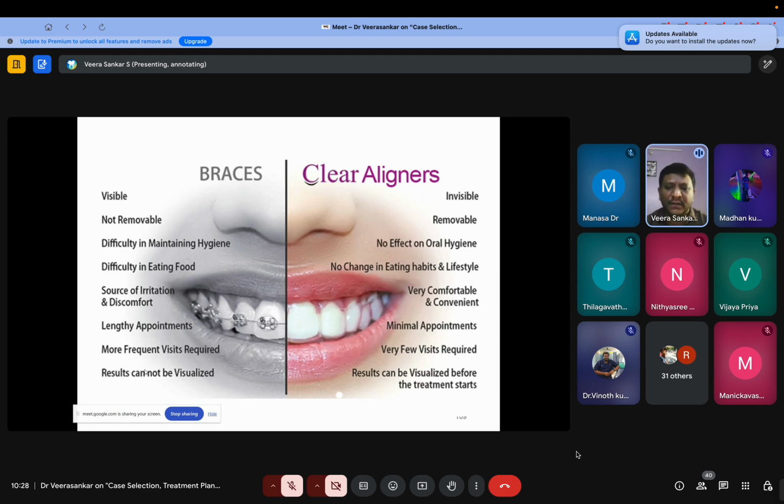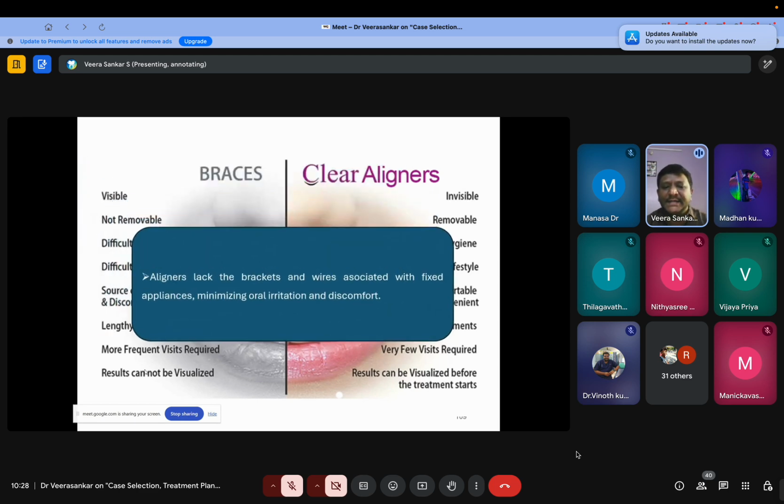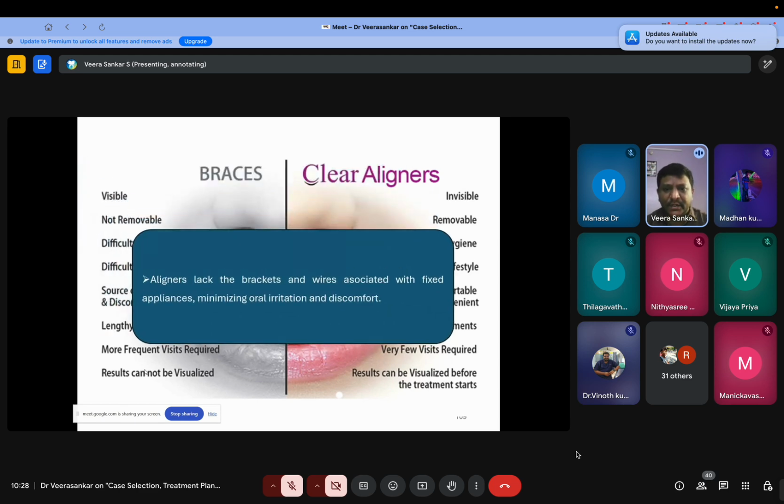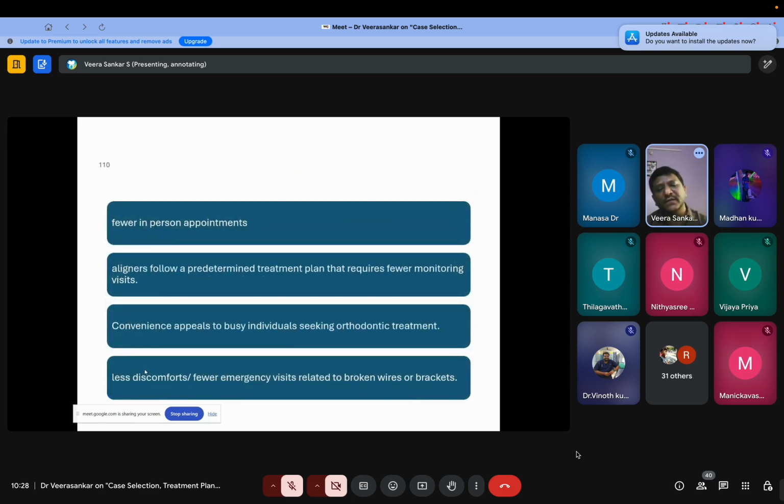Very comfortable and convenient for the patient, requiring very minimal appointments. Aligners lack the brackets and wires associated with fixed appliances, so they minimize oral irritation and discomfort. It is highly indicated for a very busy patient seeking orthodontic treatment. Less discomfort and fewer emergency visits, unlike fixed appliances, which come with wire poking or broken braces.